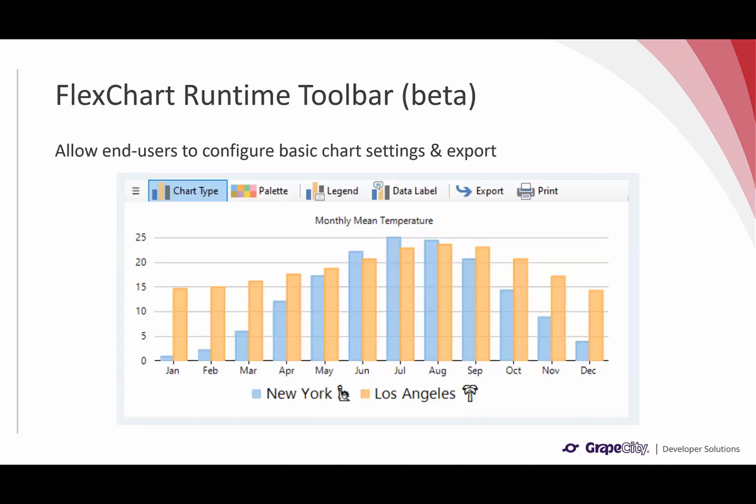FlexChart now supports a runtime toolbar with common options like chart types, palettes, export, print, axis, and legend settings. This toolbar lets you easily put chart configuration in your user's hands. So this first version is considered beta, and later we will expand this with ribbon support and more features. The toolbars can be added using the control Smart Tag at design time.